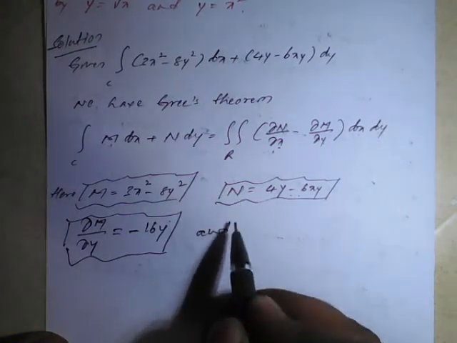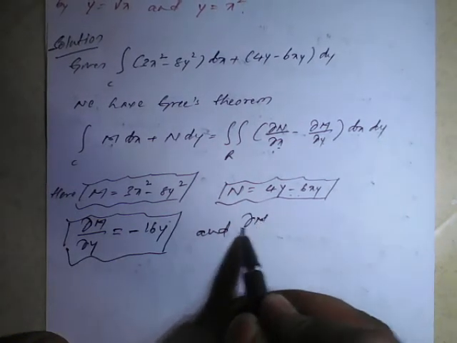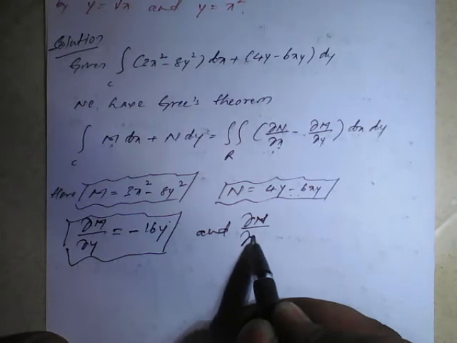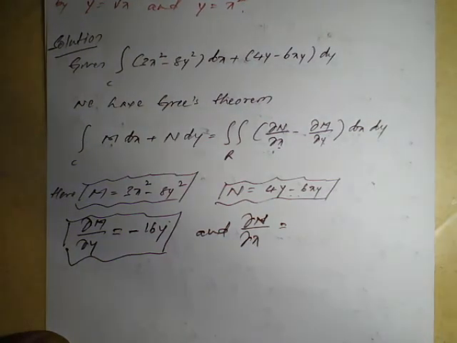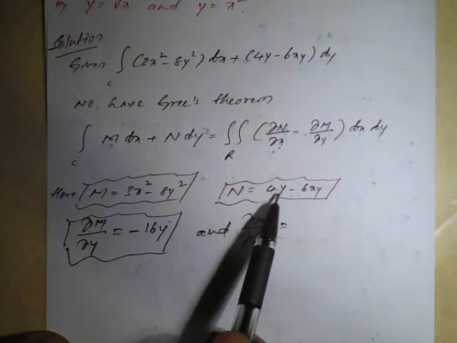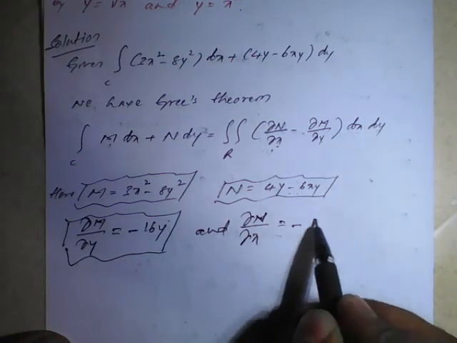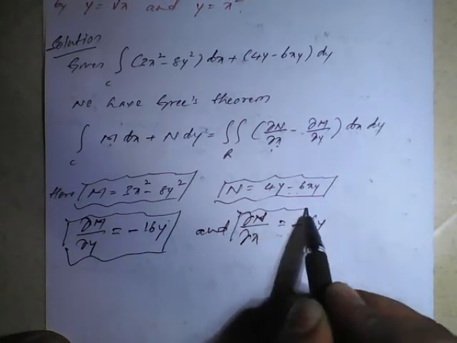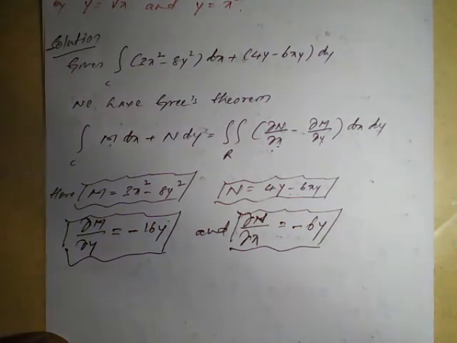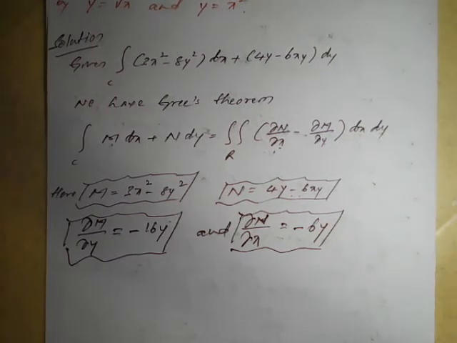And similarly, ∂N/∂x, we have to differentiate partially with respect to x. At that time 4y is purely constant, 0, leave it, minus sign. So 6xy with respect to x is 6y. So we got ∂M/∂y and ∂N/∂x now. With the help of this, we'll go for the next concept.